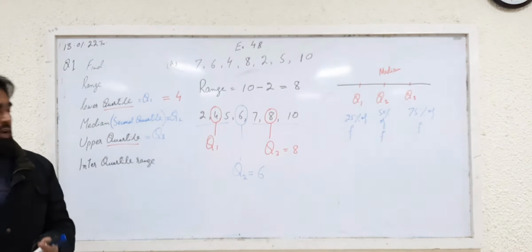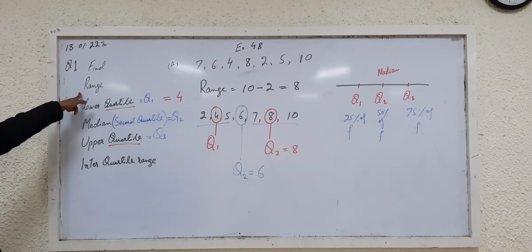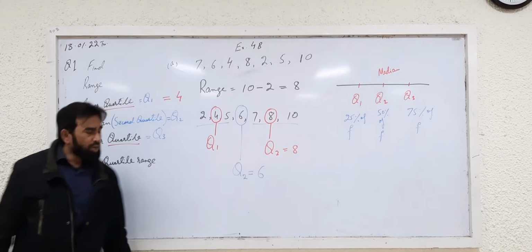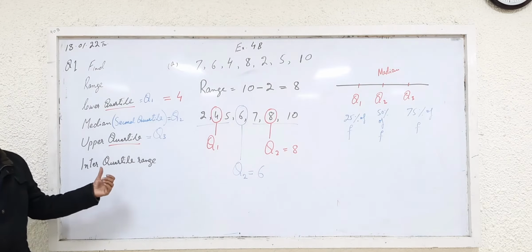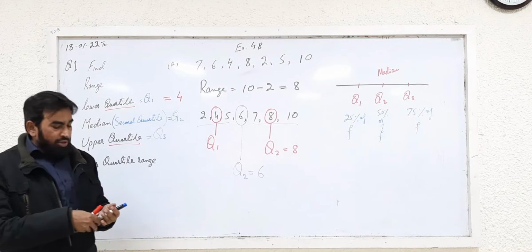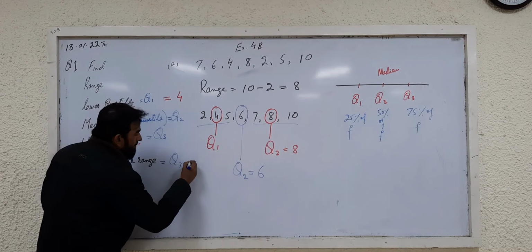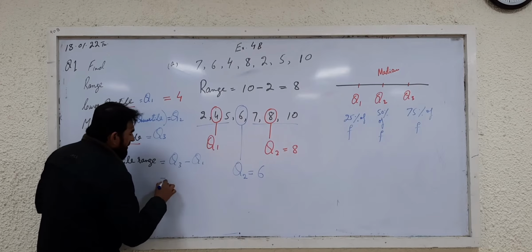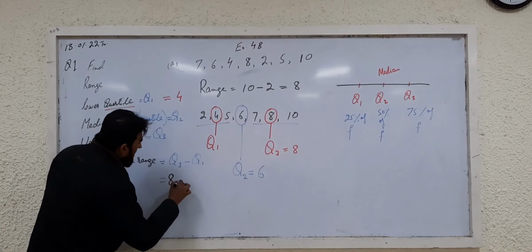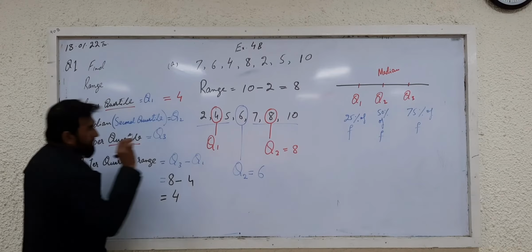Okay? Is it clear? Now, what is interquartile range? Previously we got only the range, the difference of the lowest value and the highest value. In the case of the interquartile range, you are going to find out the difference of the upper quartile and the lower quartile. So it means it is Q3 minus Q1. Your Q3 is 8 minus Q1, which is 4, so the interquartile range is 4.